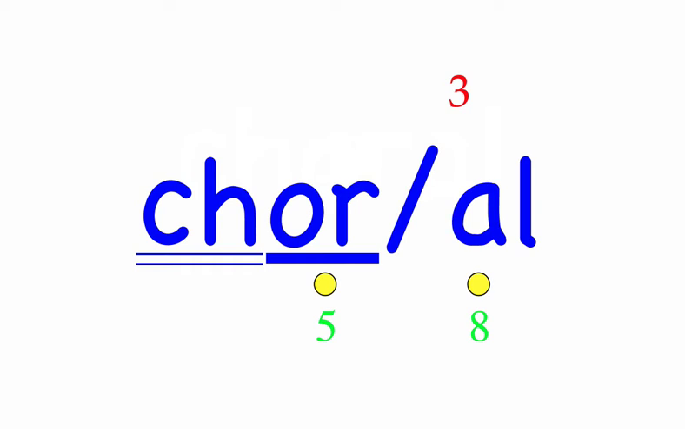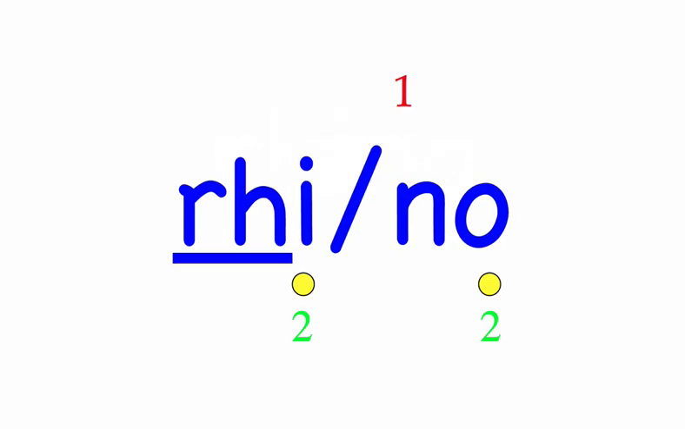Row 5. Rhino. We saw a rhino at the zoo. Rhino. Two syllables. First syllable, rye, two sounds, r, i. No, two sounds, n, o. Rye-no. Mark the word.